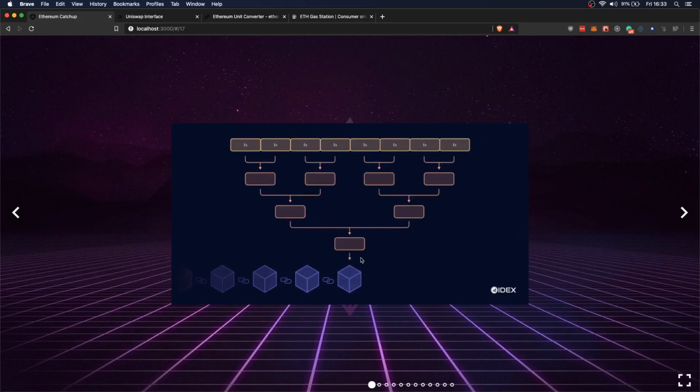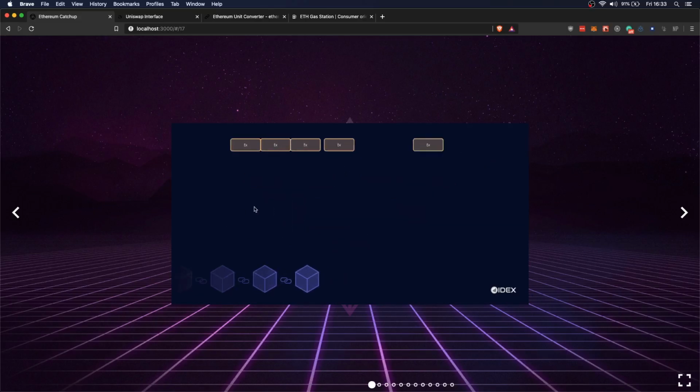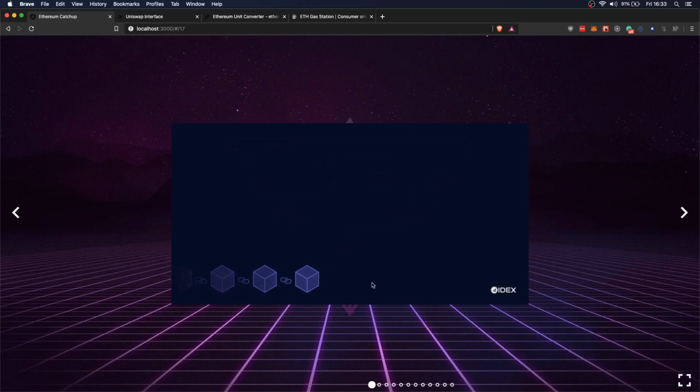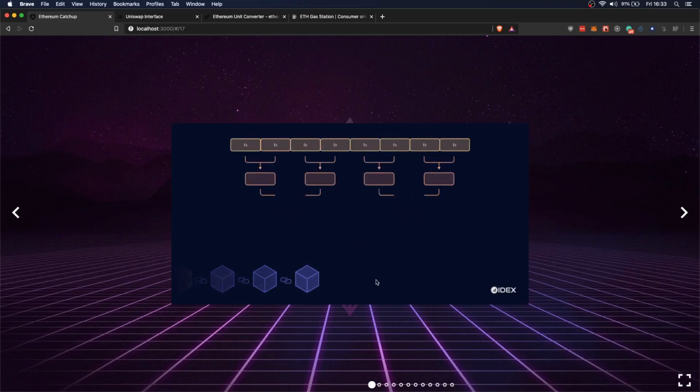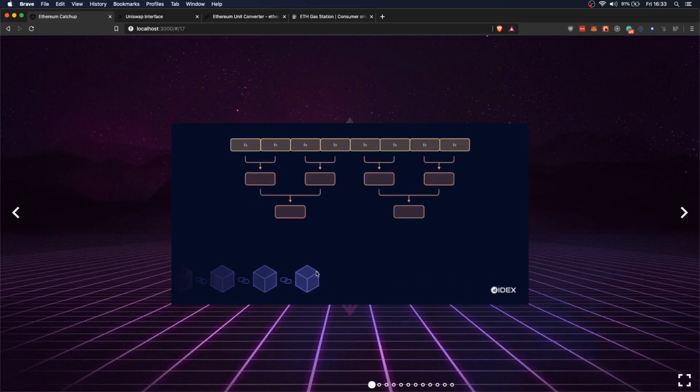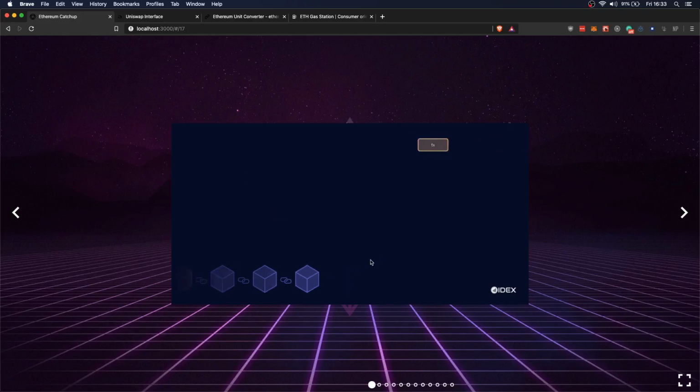So this is scaling on layer 2. If you wanted to scale layer 1, an example of which is called sharding, which is going to happen to Ethereum in the future, then you would have multiple copies of these base chains, all running in parallel, with things called cross links between them to make sure that they're all in consensus about what the current state is.